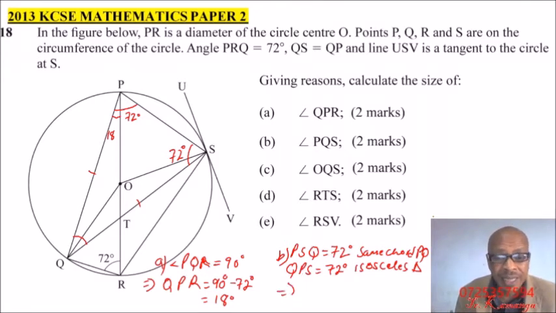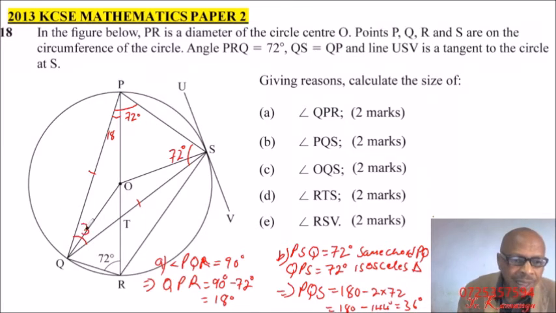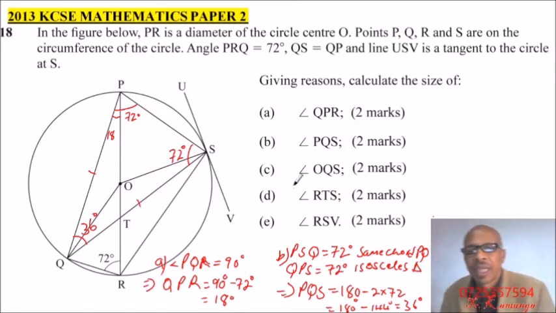This implies that since PQS is a triangle, then it means PQS is equal to 180 minus 2 multiplied by 72. This should give you 180 minus 144, which will give you 36 degrees. So it means this angle here is 36 degrees. So that is, you have given reasons.